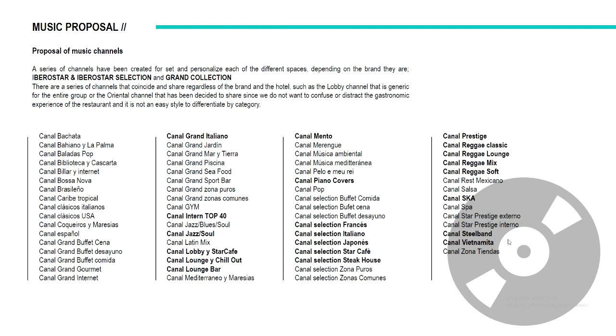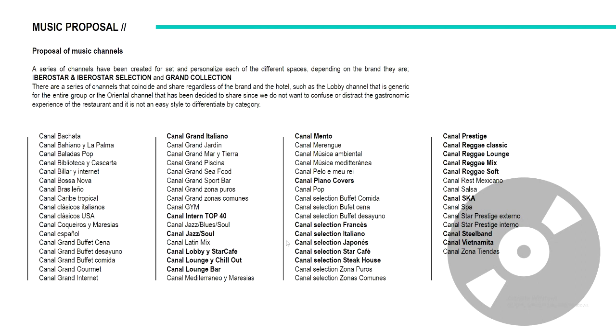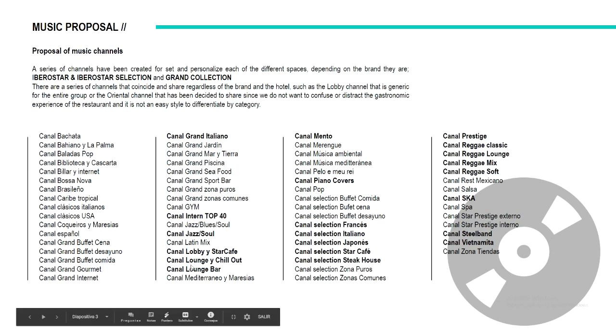For example, we have here a Vietnamese channel. That is the one for the Oriental restaurant there in the Suites, right? So each of these is for a different place that we have. Like, for example, the one for the Star Cafe. We have our Japanese restaurant, Italian restaurant, French, right?